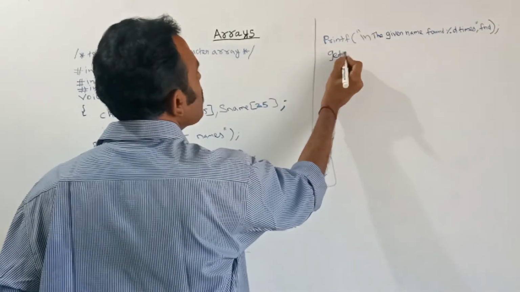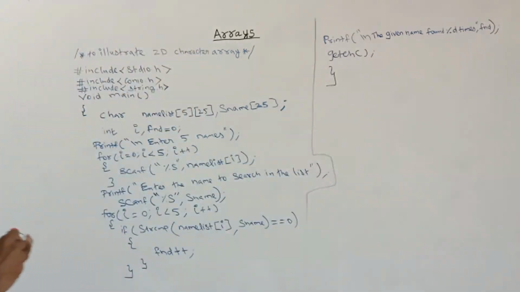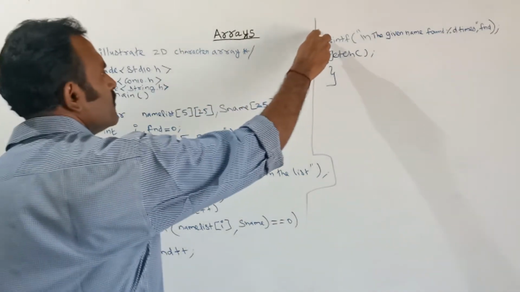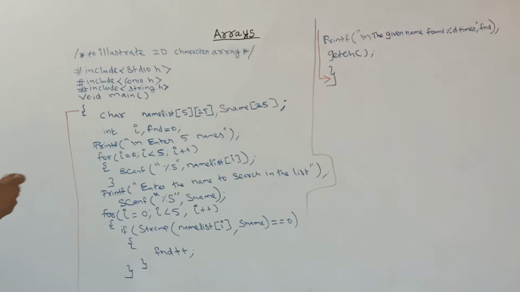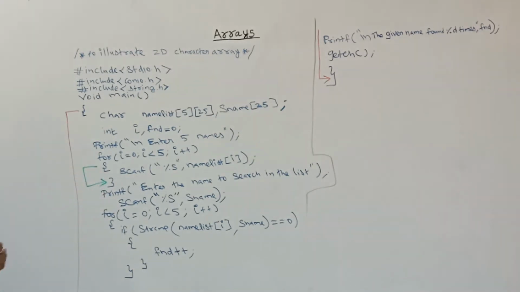Next, getch, and I am closing the main. See, this one is main's open brace, and I am closing the brace here for main. This for loop is used for getting the input values into the name list. This for loop is used for searching whether the given name is inside the list or not.